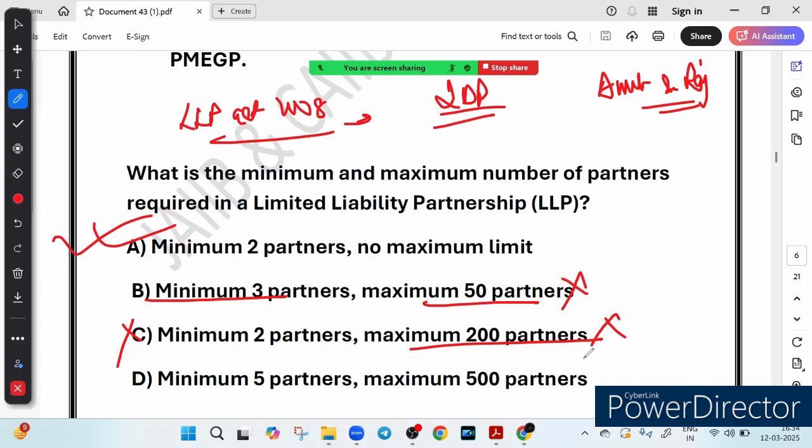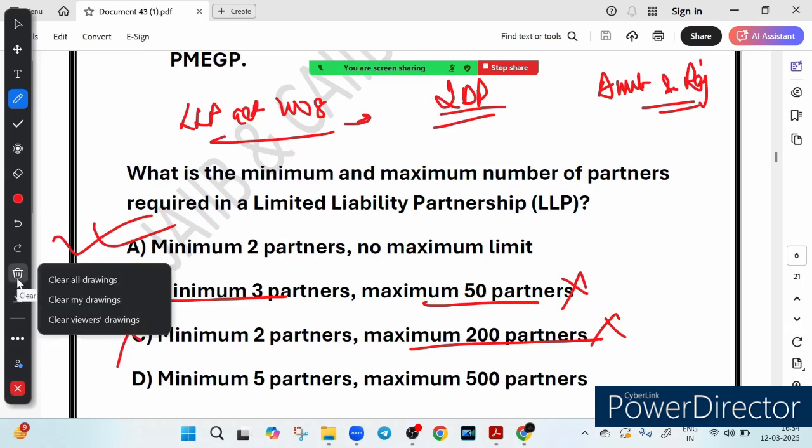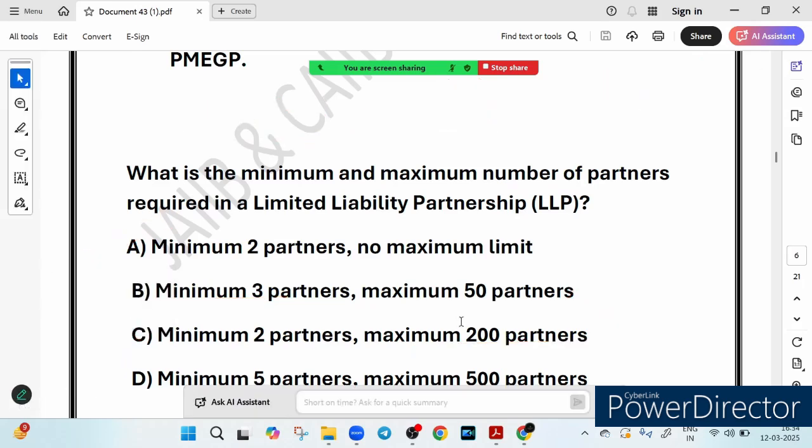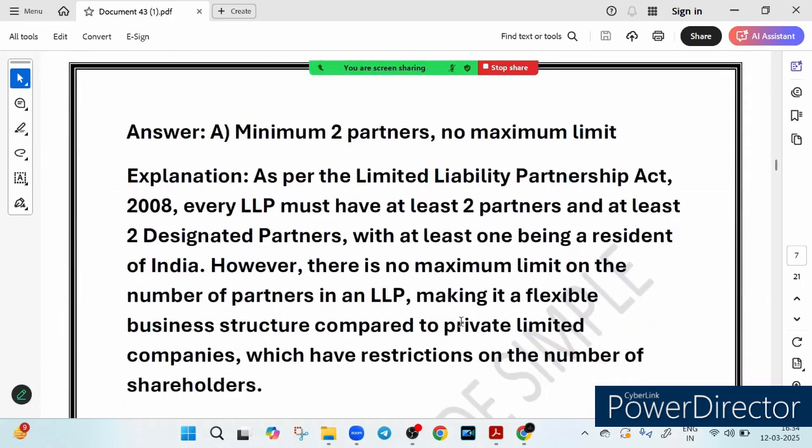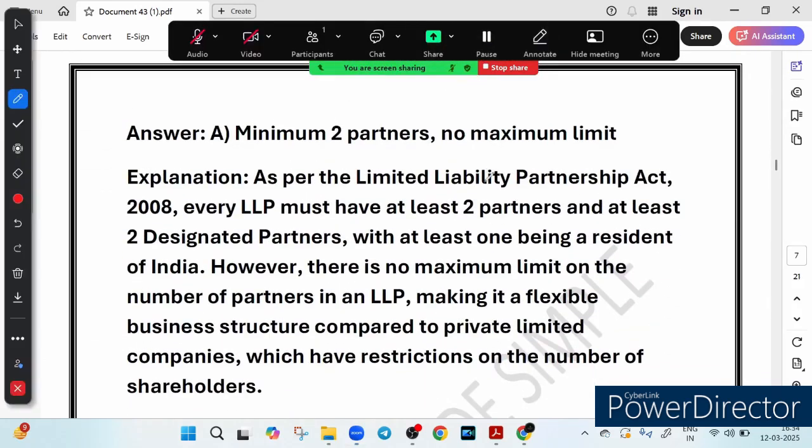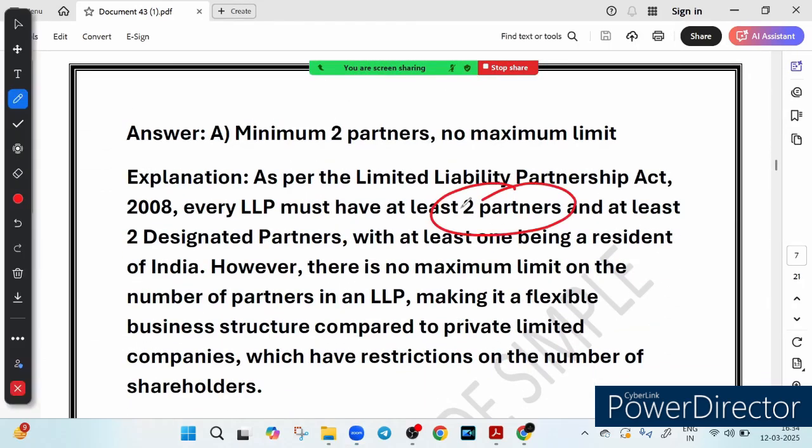Right. So what we learned from this discussion is that an LLP requires a minimum of 2 members or 2 partners to be registered. Remember it. So it should have at least 2 partners. And there is no maximum limit on the number of partners in an LLP. At least 2 partners must be designated partners.